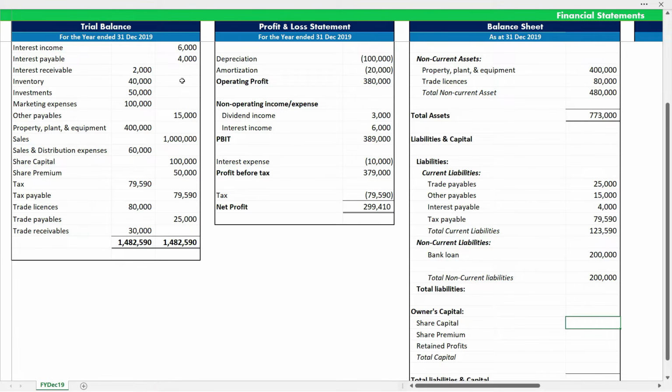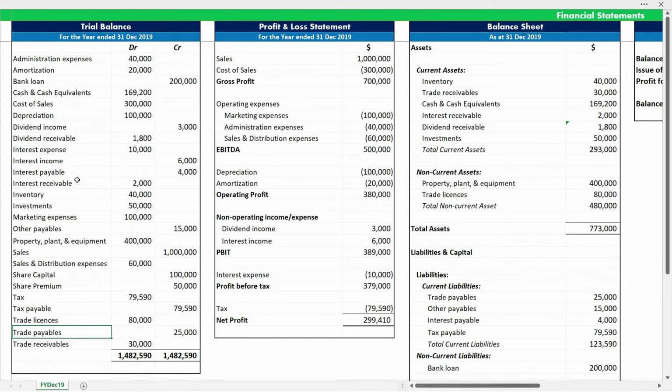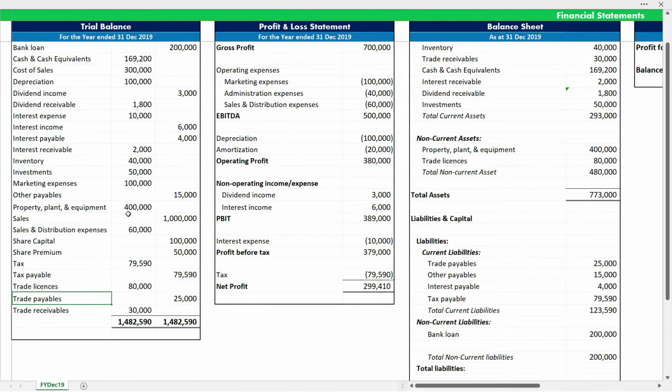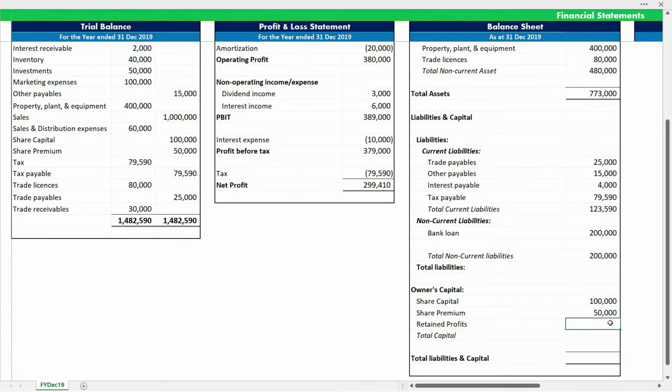After that, let us move to the owner's capital, where we have share capital first of all, and that is given here. Then we have share premium, that is $50,000. Then we have retained profits. Now if you look at your trial balance, you do not have any retained earnings account here, which means that there was no opening retained earnings coming from the previous period. And yes, this is basically my first year of business, so there is nothing coming from the previous period. So I will say that there is nothing. Opening retained earnings is 0.